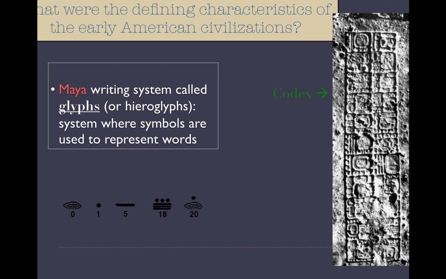The Maya had a writing system that was called glyphs. Please put glyphs on the left-hand side. Glyphs is a system where symbols are used to represent words, and you can see that these were recorded on something known as codex. This too appears when we discuss the Aztecs.